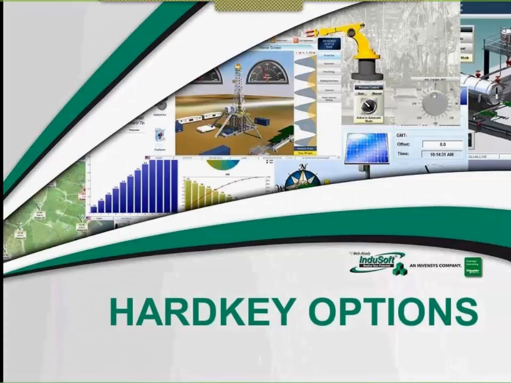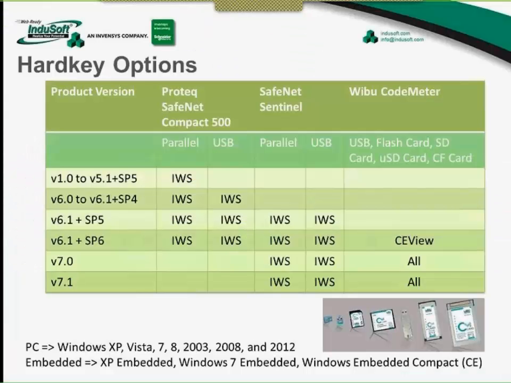Okay, so now let's talk about the Hardkey options. So I tried to create a history here based on the past versions of InduSoft Web Studio and the most current ones. And you can see that early, from our version 1.0 to version 5.1 plus Service Pack 5, and we moved on up to Service Pack 6, we supported the parallel key from SafeNet, a key called Compact 500. And that key, if you buy that key, you can use that key up to Service Pack 6. I mean, we don't have many people using parallel keys anymore, but I thought it would be relevant to put that information here.